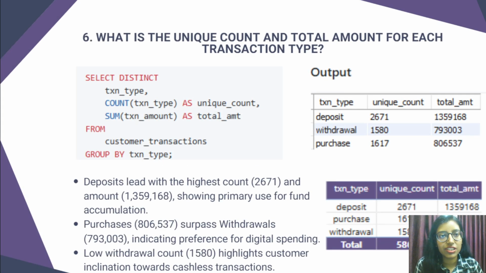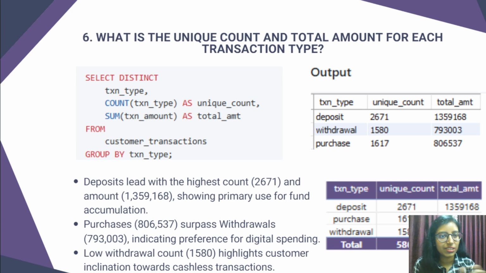And this is our next question. In this we are identifying the unique count and the total amount for each transaction type. For any bank, these are the three main types of transactions we see: deposit, withdrawal, and purchase. As we saw, most of the amount was in the deposit type of account, followed by purchase and then withdrawal. And the unique count is higher in deposit than purchase and then withdrawal.